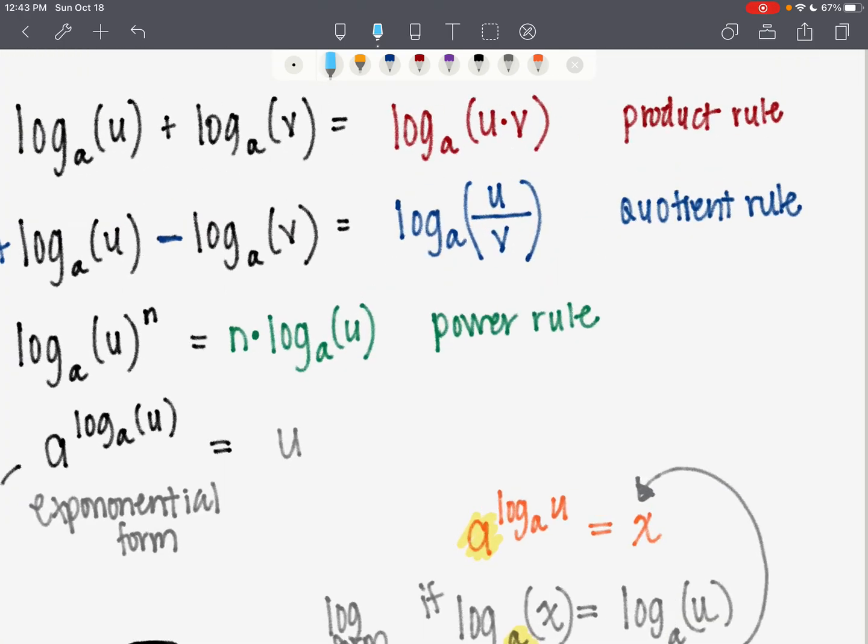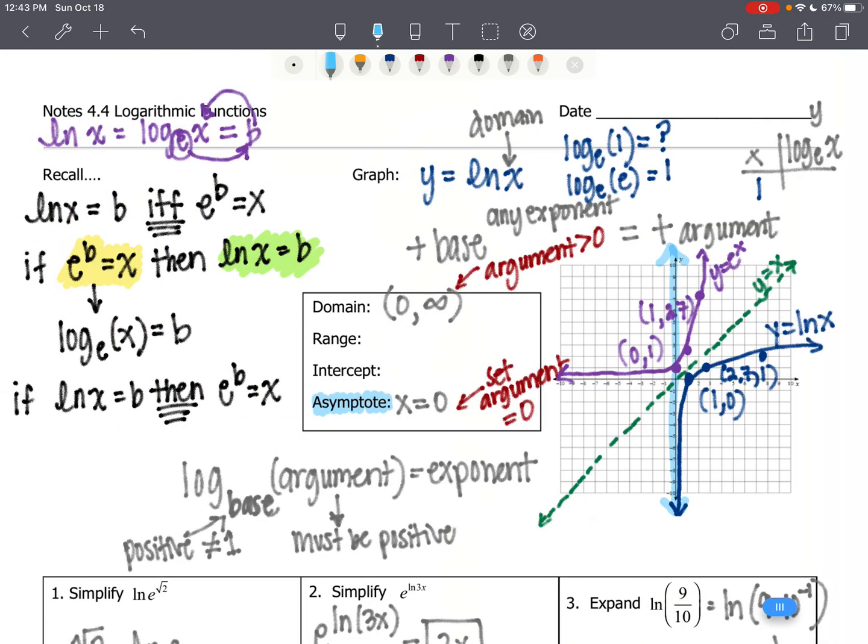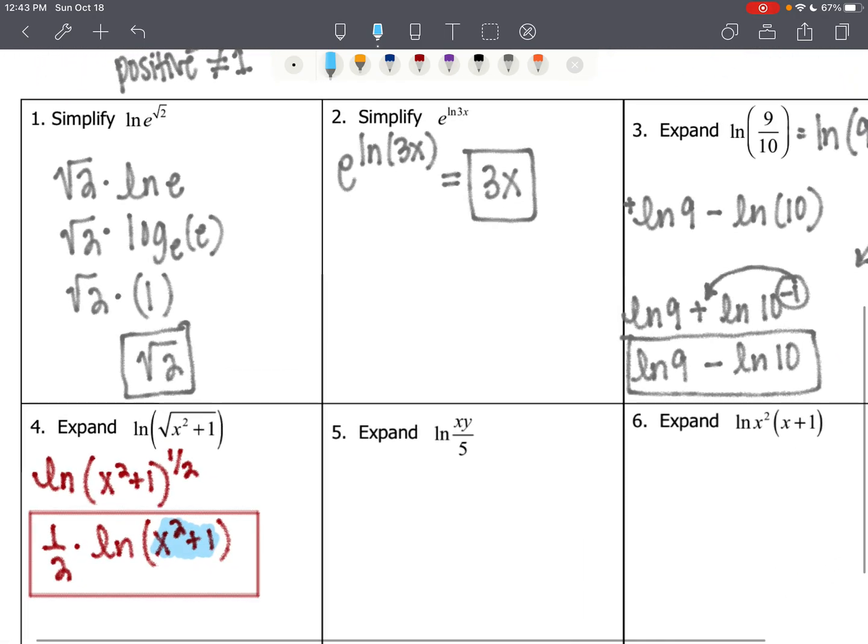So let me come over here. See, we have a product here, not a sum. Therefore, products you can expand further, sums you may not.